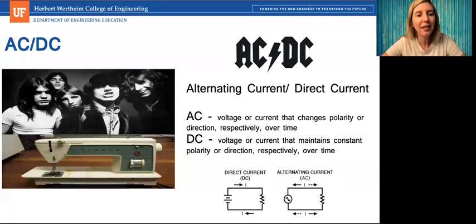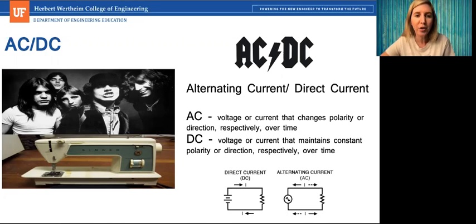So AC/DC is not only a standout band from the 1970s and the Pride of Australia, but it stands for alternating current and direct current. That's actually what AC/DC means in the name of the band, also known as Akadaka by Australians. The story of how they got their name was one of their sisters saw the AC/DC symbol on a sewing machine, and the band felt that the name symbolized their raw energy and power-driven performances.